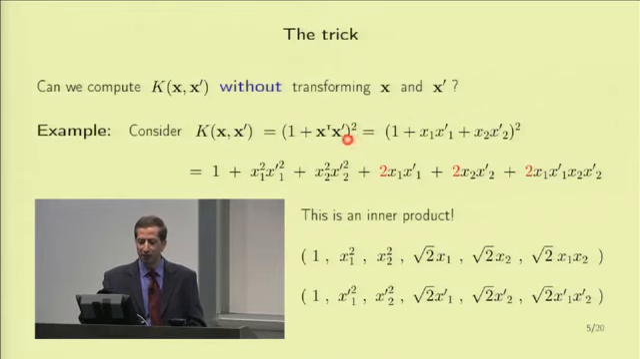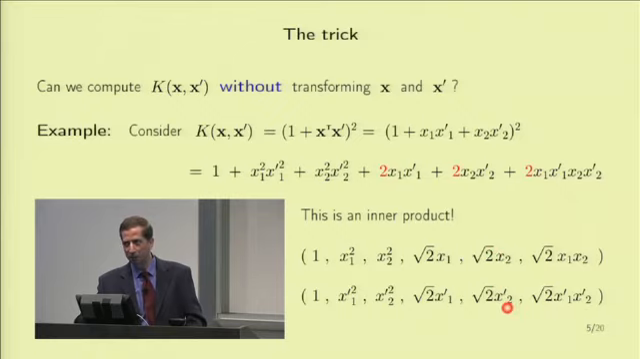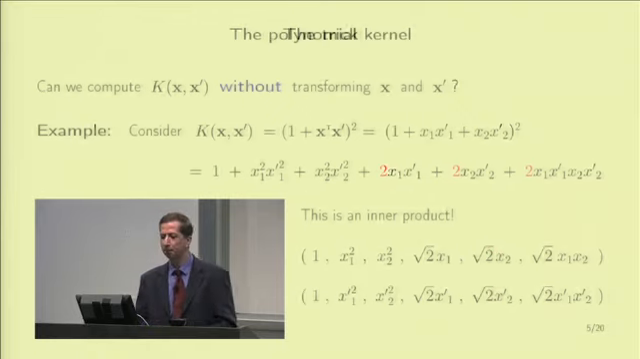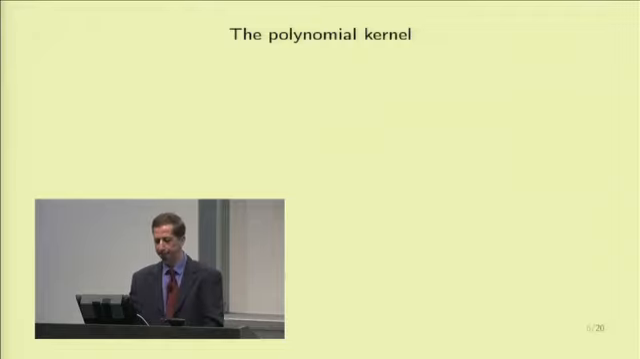Now, think of what happens if, instead of taking (1 + x)^2, I do it to the 100. Look at the difference between computing this quantity and actually going to the 100-order transformation, getting one expanded and getting the other one expanded and then doing the inner product. So let's see how this works. That's called the polynomial kernel.